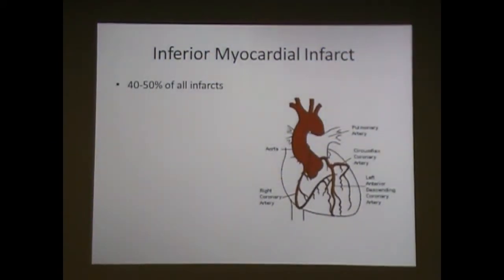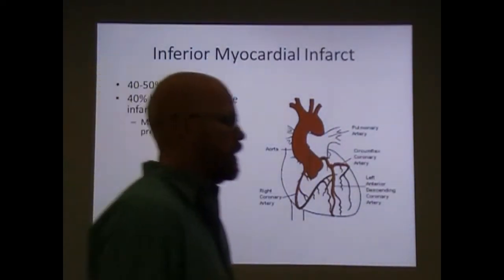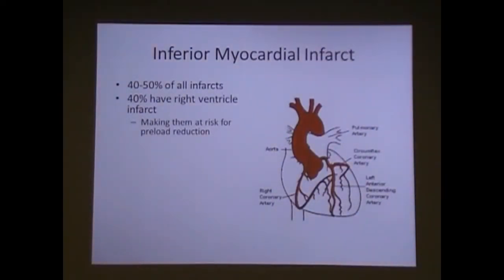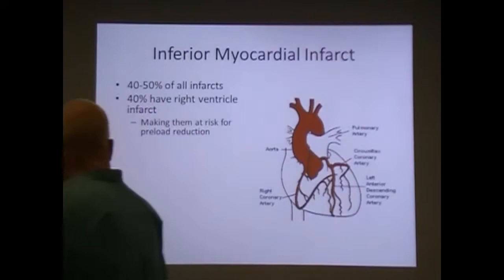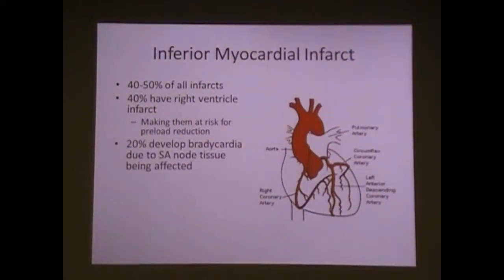So, inferior infarct, 40 to 50% of all infarcts are from the right coronary artery. 40% of those have right ventricular infarct or involvement. The reason being, if you look here, you have your circumflex artery coming down here, and you have your right coronary artery. You have what's called right and left dominance. What that is, is the right coronary the dominant artery on the base of the heart, or is the circumflex? The vast majority of them are going to be the right coronary, like 80%, and about 20% are going to be the circ.